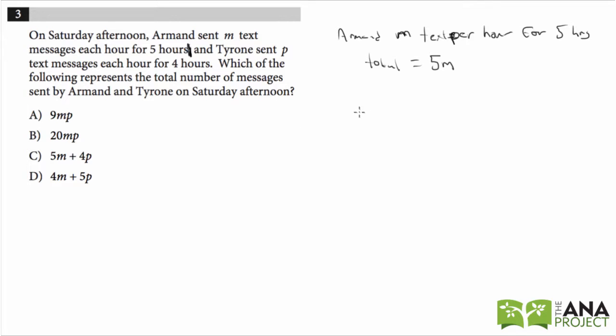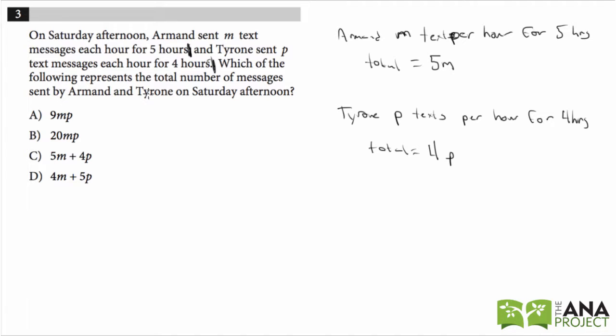And Tyrone sent P text messages, so P texts per hour for 4 hours. Again, I'm going to do a little bit of anticipating here. If Tyrone sent P texts per hour for 4 hours, he sent a total of 4 times P texts.